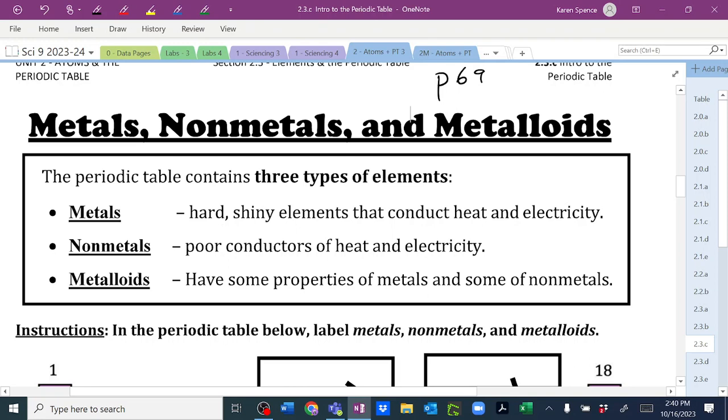And I'm going to tell you that you're going to look at this metal and you're going to tell me, what does it look like? It's shiny. All metals are shiny unless they've got an oxide layer on them, okay? They are shiny. They are hard.